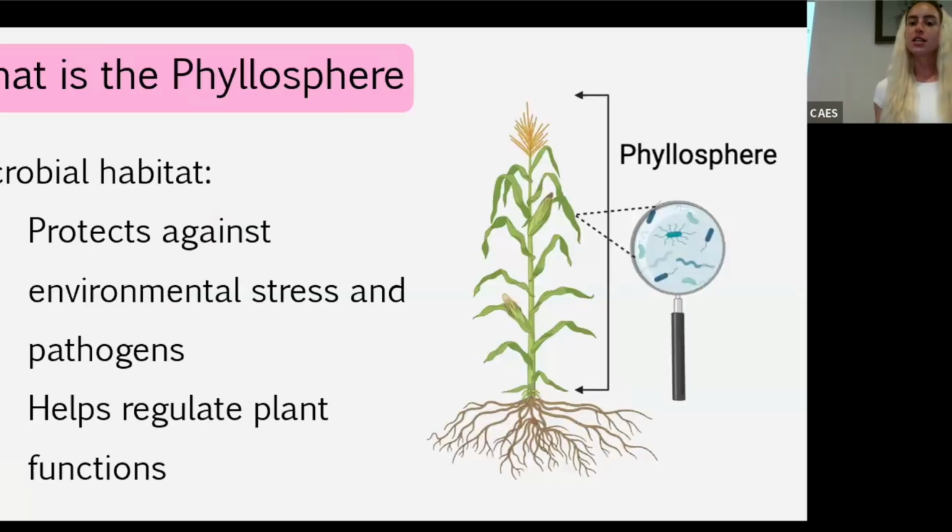First off, I wanted to introduce the phyllosphere. It is the above-ground portion of a plant that serves as a habitat for microorganisms. This is important for the health of the plant because it protects them from environmental stress, pathogens, and helps regulate plant functions. The phyllosphere plays a crucial role in the quality and yield of agricultural products.